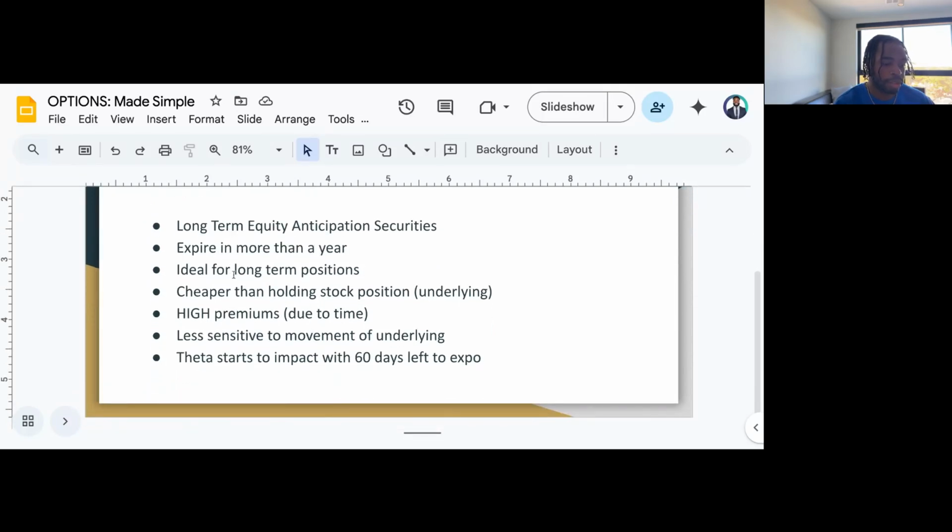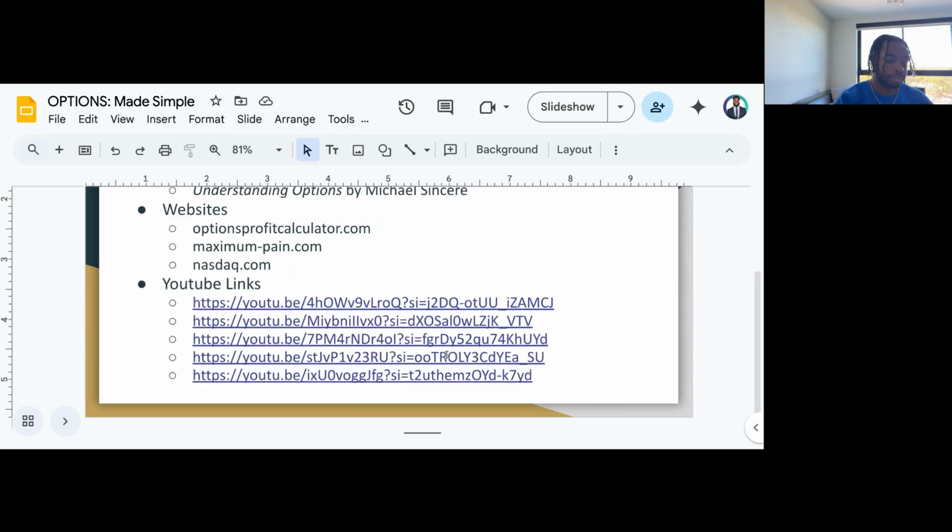They expire in more than a year. They're ideal for long-term positions. They're cheaper than holding the underlying position sometimes. They do have high premiums because you have a lot of time. They're less sensitive to movement of the underlying. And then theta starts to get impacted with 60 days left to expiration.